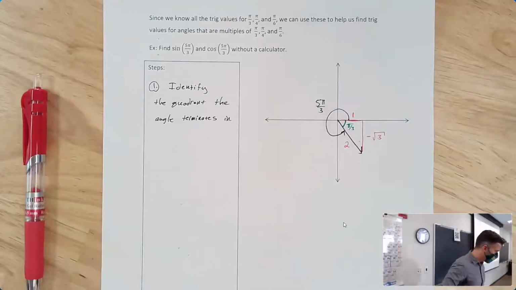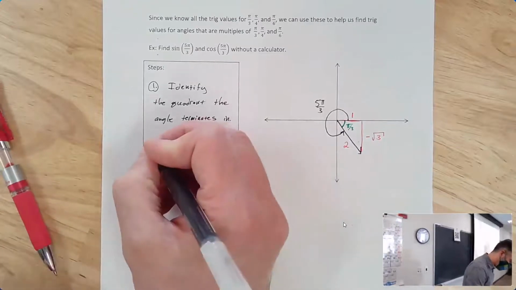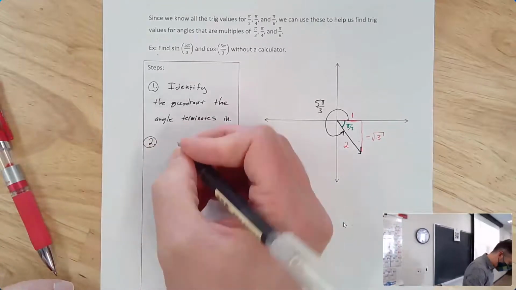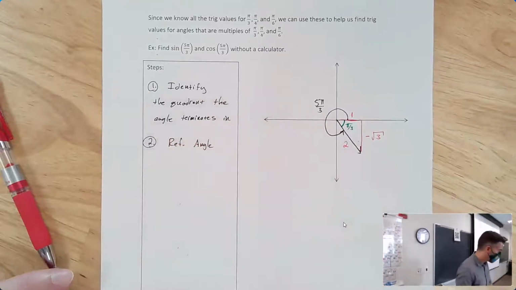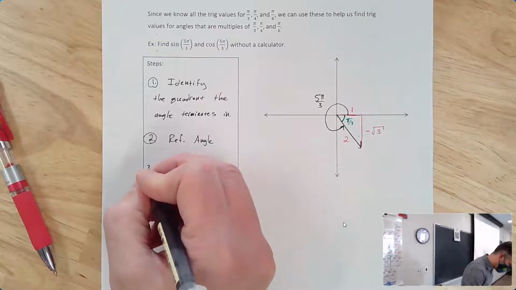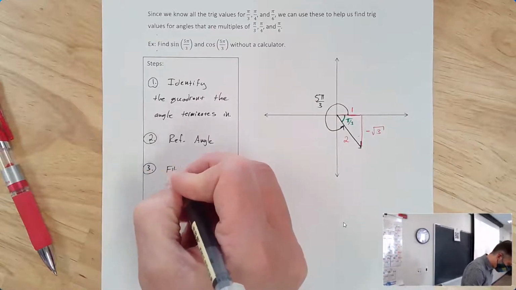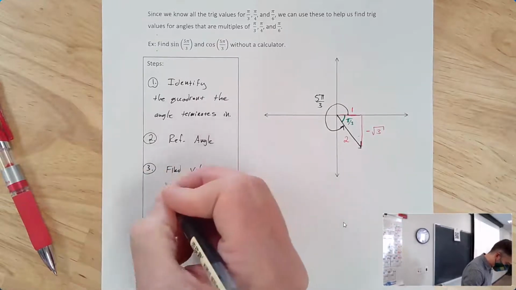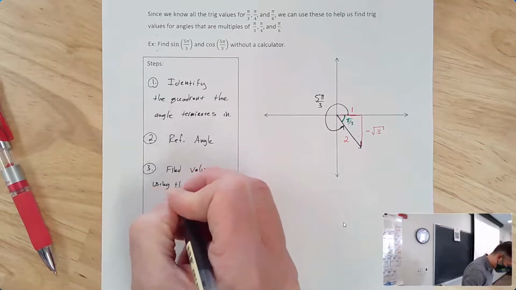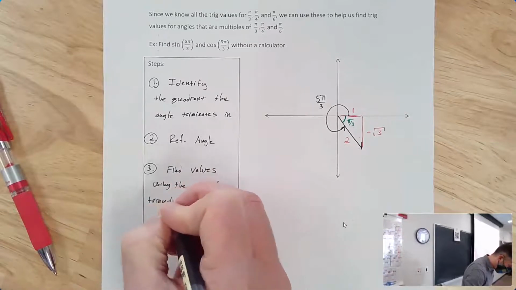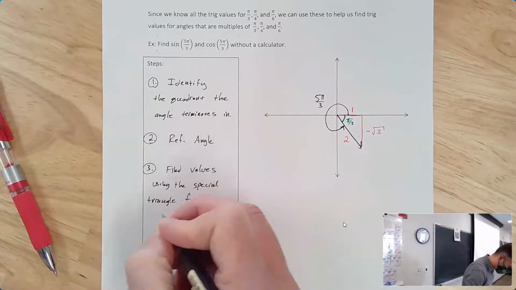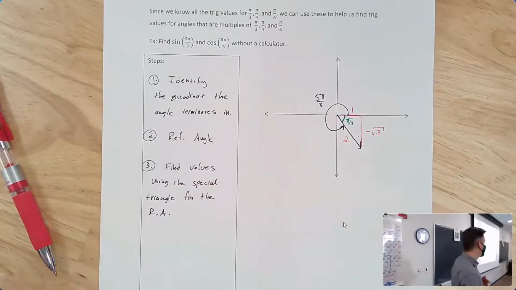All right, so if I want to, sorry, I was writing down my steps, I forgot. Find the reference angle. And then we're going to find the values using the special triangle for the reference angle. Or because you've done it long enough that you're like, okay, I know for pi over 3, sine is this value, and cosine is that value.